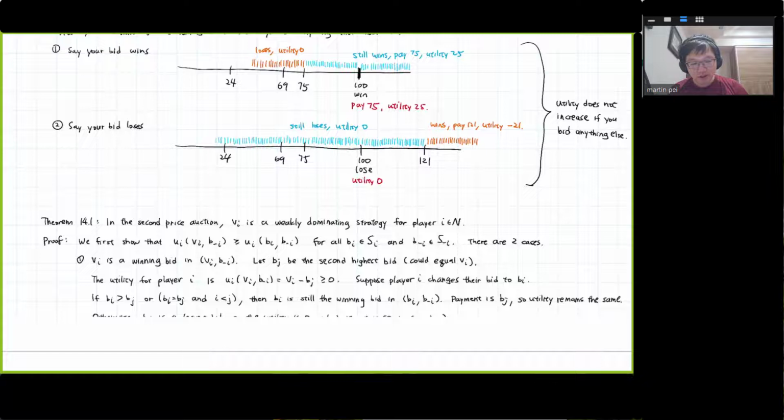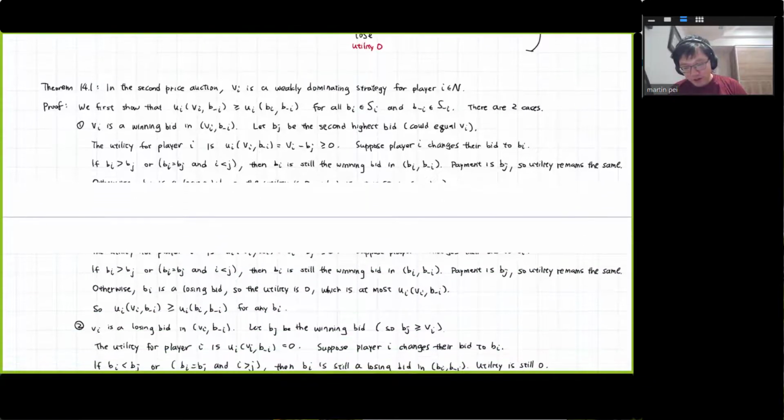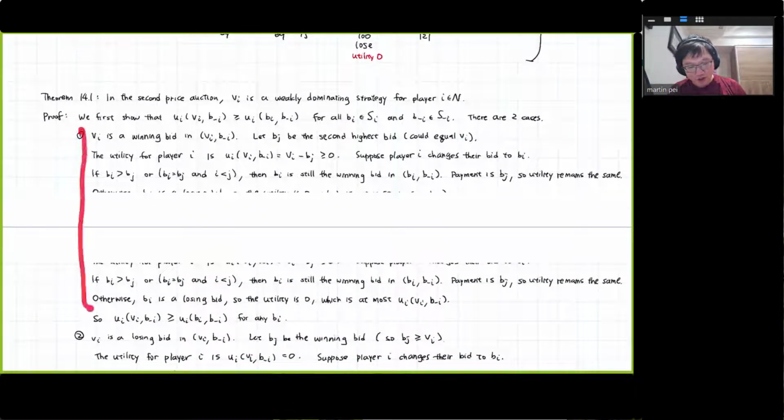Okay. So that is what the first part is saying, right? So if it's a winning bid, then we look at what happens, right? So the utility of the player is the same if it is at least the second highest bid. Okay. But if it becomes a losing bid, then we lose utility. Okay, so bidding VI is the best possible. Okay, all right. Was that too quick? Is that okay? Any questions?